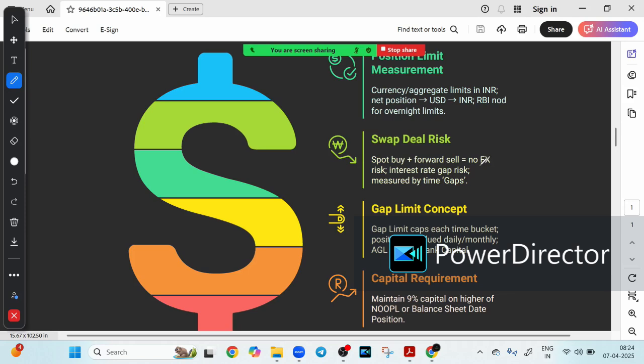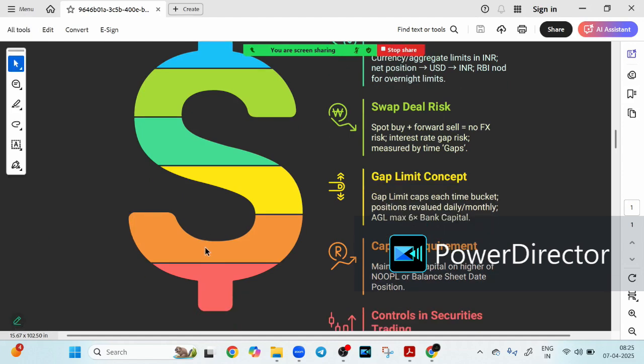But there is a catch. What is the catch? The catch is the interest rate gap risk. This is where the time gap becomes crucial. The longer the gap, the higher the risk. Obviously it is not exposed to foreign exchange risk, but yes, it is exposed to interest rate gap risk. The higher the time gap between buying and selling, the higher the risk. That is interest rate gap risk. So you can see that swap deal risk is not such that no risk is there. Yes, risk is there: the interest rate gap risk.